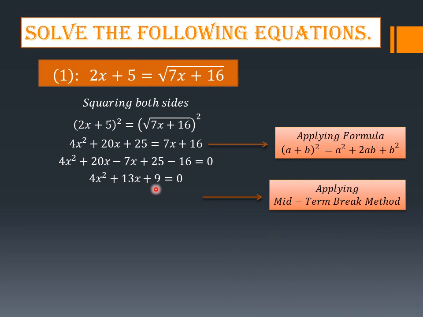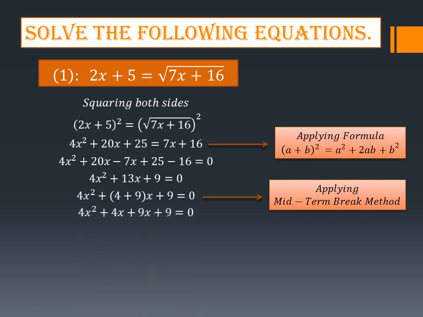We are having three terms. They can't be added or subtracted. They are unlike terms. There is no common factor, which means we are going to apply the method of middle term break. 4 times 9 is 36, and we have to get 13 after addition. So the same goes: 4 plus 9 is 13 and 4 into 9 is 36.